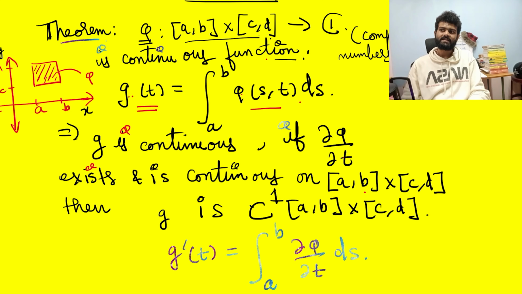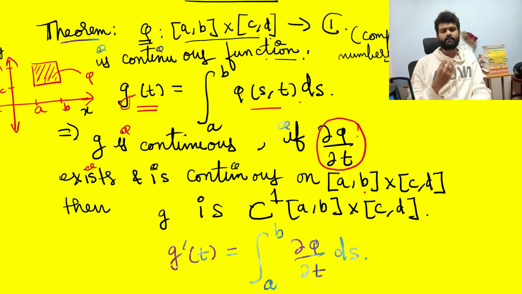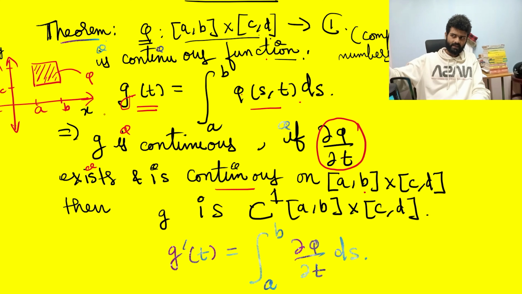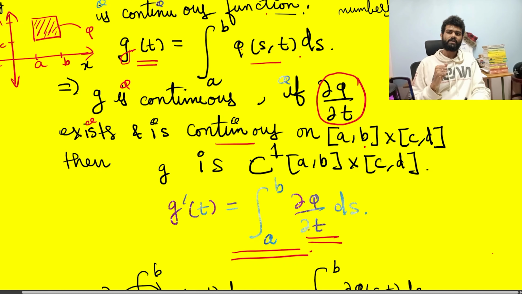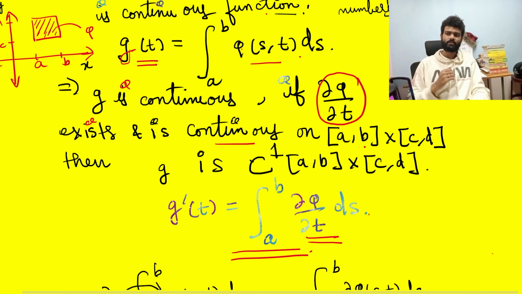Now I'm defining this particular function g(t), which is the integral of this function phi. Then the statement says that g is continuous. And moreover, if the partial derivative of phi with respect to t, which is its second variable, is continuous on this rectangle AB times CD, then you can take the derivative inside the integral. So g prime of t is given by the integral from a to b of the partial of phi with respect to t ds.